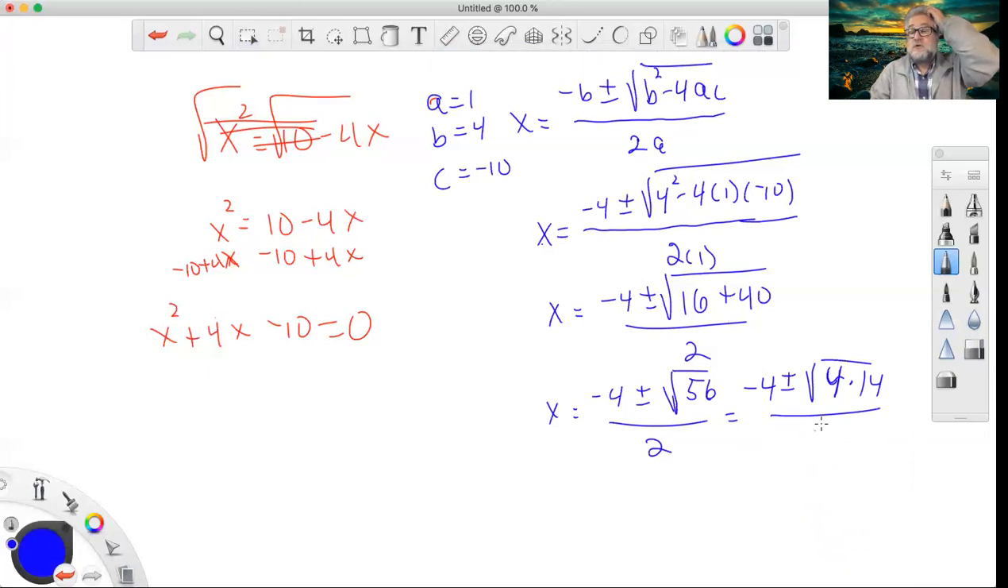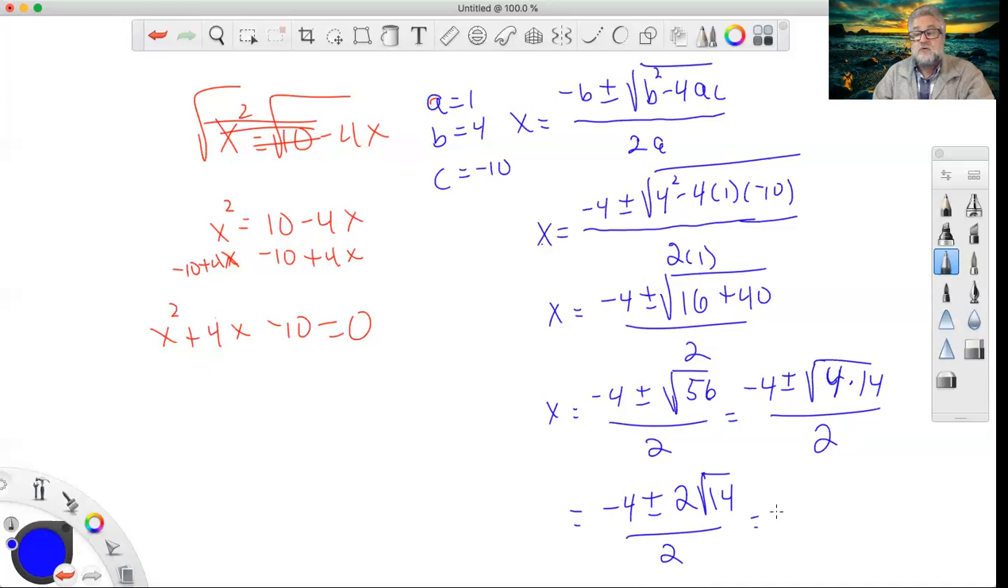Okay, so over 2. So square root of 4, I can take this out of the radical, and I could write it as minus 4 plus or minus. The 4 comes out of the square root, and it becomes a 2. And now I can divide this by 2 and divide that pair by 2. I'll get minus 2 plus or minus, the 2's will cancel when I divide those two, radical 14. So this is the answer for the quadratic equation.